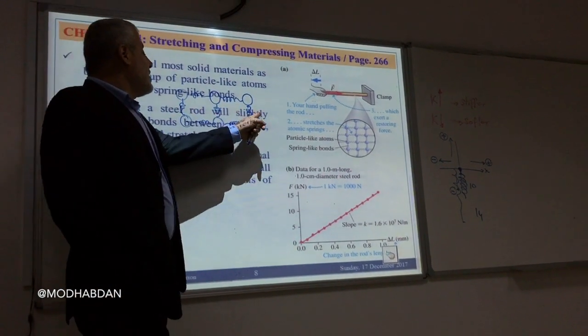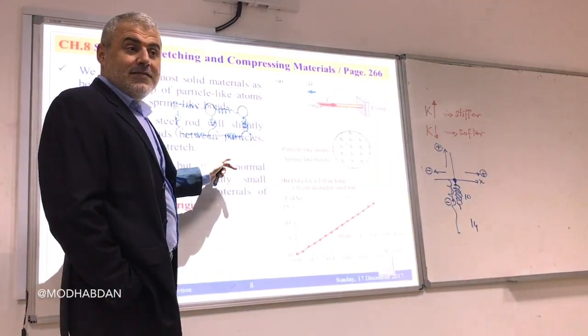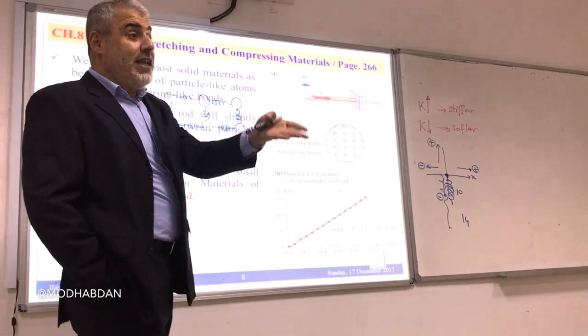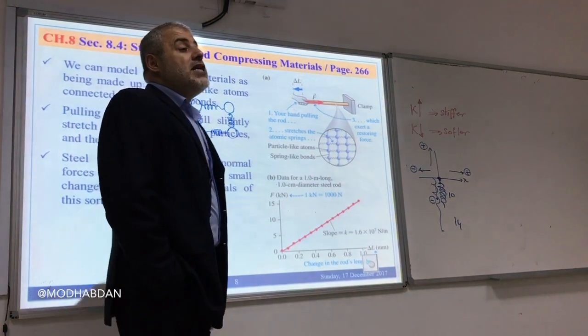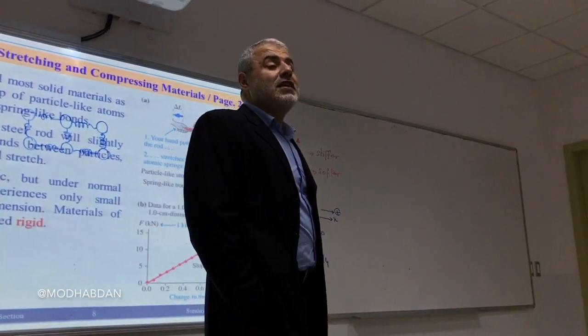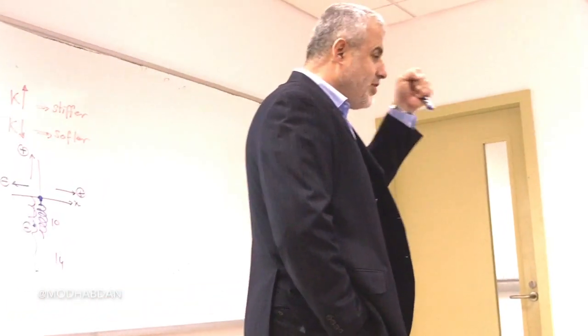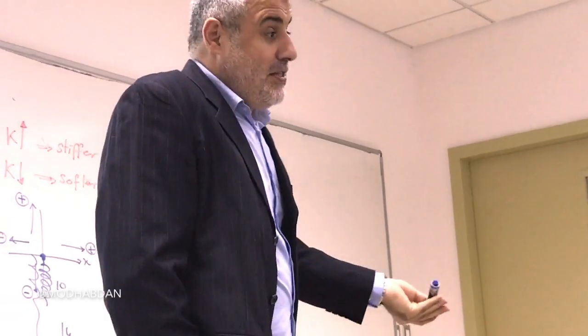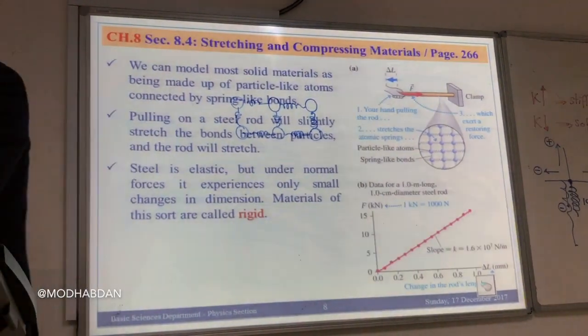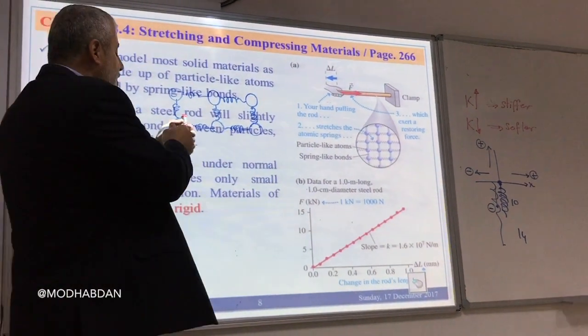These springs in physics, just like the ionic and covalent bonds in chemistry, describe how rigid the object is. More springs, more rigid is the object, and fewer springs, less rigid is the object.